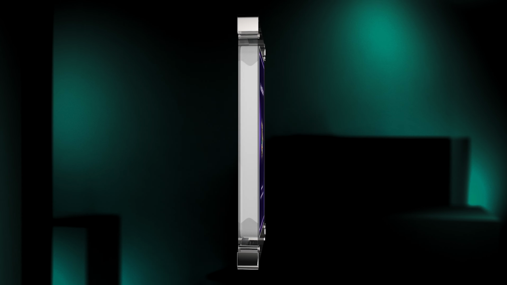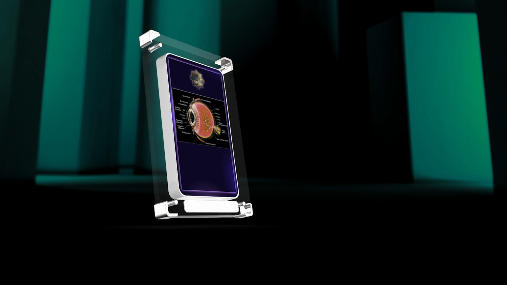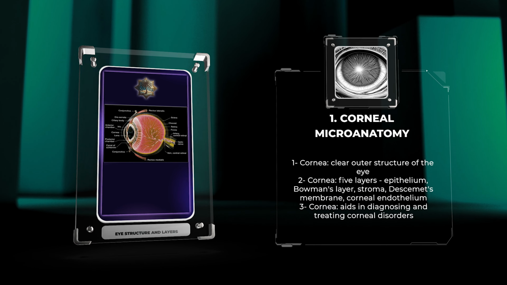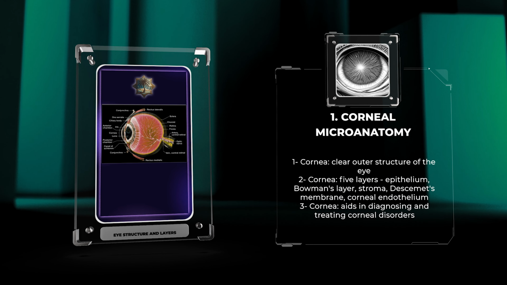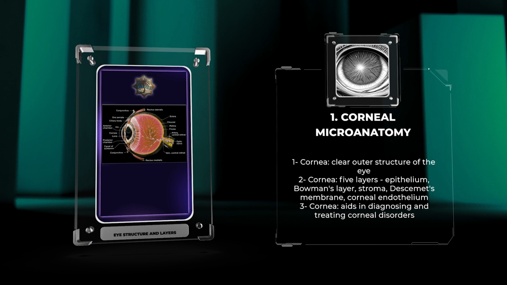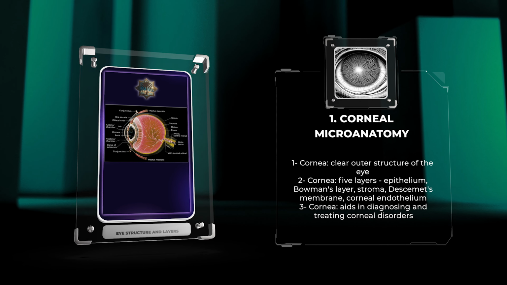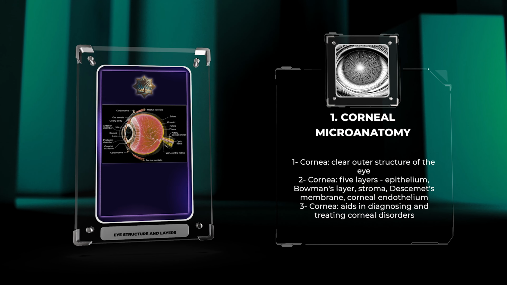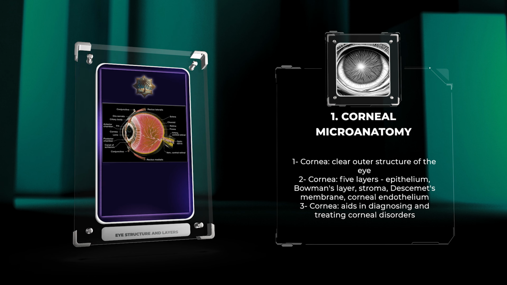Let's dive right in. The cornea is the clear outer structure of the eye. It consists of 5 layers: epithelium, outer layer, Bowman's layer, thin layer of collagen fibers, stroma, thickest layer of collagen fibers and cells, Descemet's membrane, thin layer acting as a scaffold, and the corneal endothelium, innermost layer regulating fluid transport. Knowledge of corneal microanatomy aids in diagnosing and treating corneal disorders.